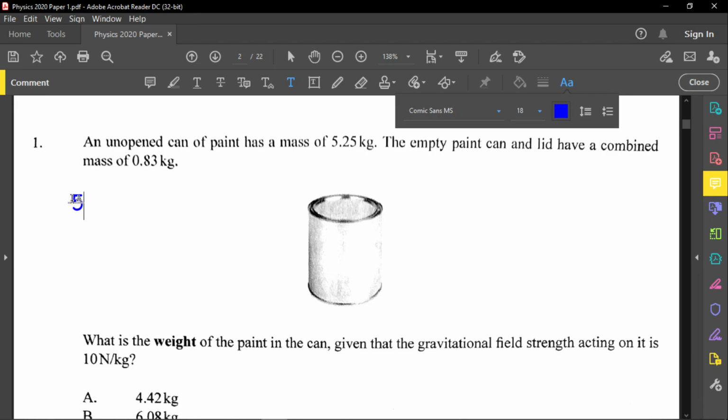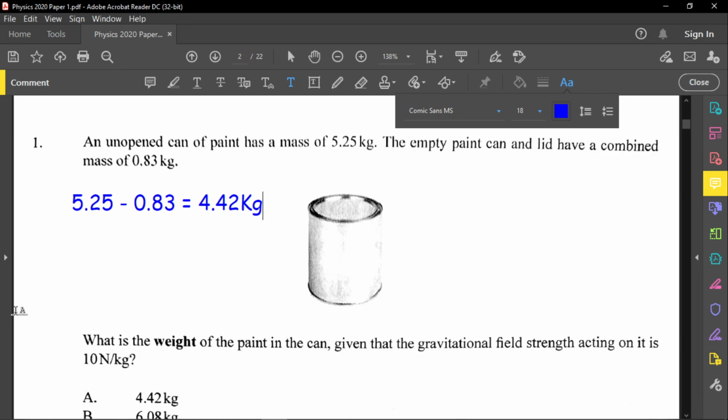So you're going to say 5.25 minus 0.83, and that will give you 4.42 kg. All right, so that is now the mass of the paint.